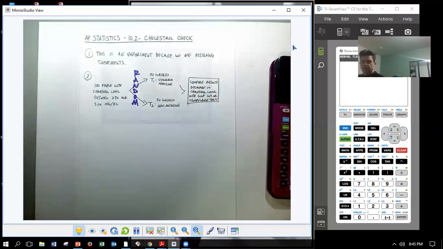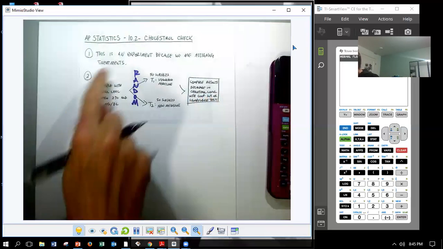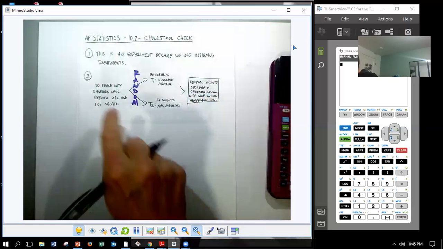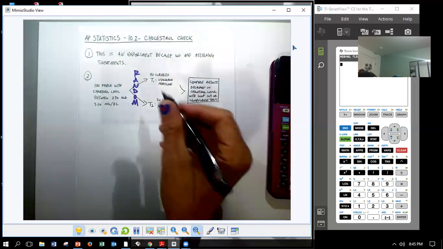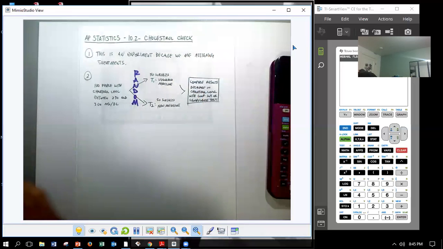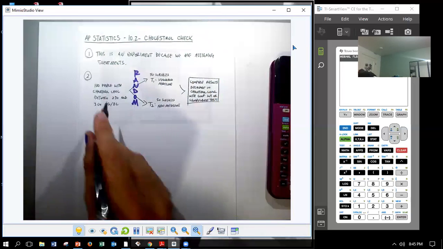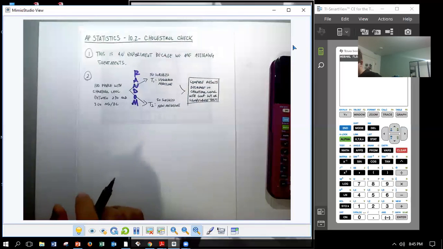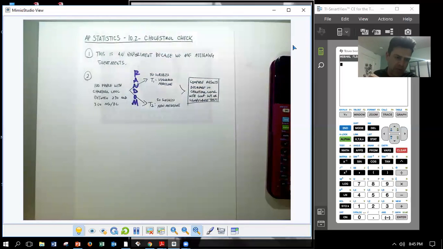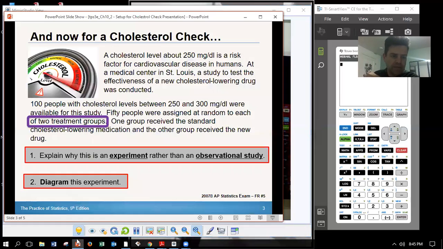All right. So that's the diagram. Remember that we need to start with our subjects, our experimental units, and talk about how they were put into our different treatments. It's important that we said 50 and 50. They don't have to be equal, but we want to know where all those 100 people showed up and where they went. And we want to come back and compare the results. So that's the first 2 parts of our question. Let's see what they had for us next.